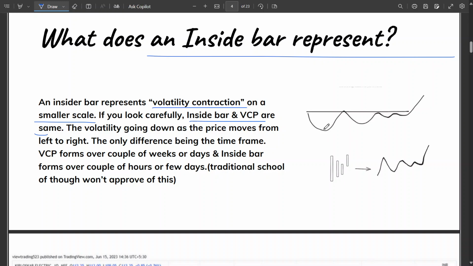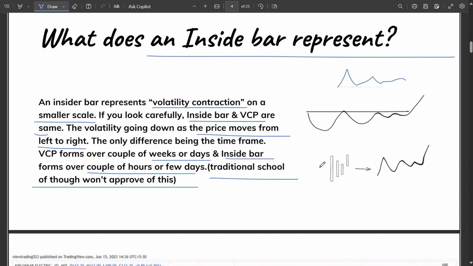The main difference between the two is the time frame, right? The volatility goes down as the price moves from left to right. This is the core principle of a VCP, and this is the core principle of an inside bar. That is the volatility going down, that means a volatility contraction, like this kind of price movement, as you can see in the diagram as well. The only difference between both of them is the time. A VCP forms over a couple of weeks or days, and an inside bar forms over a couple of hours or a few days.